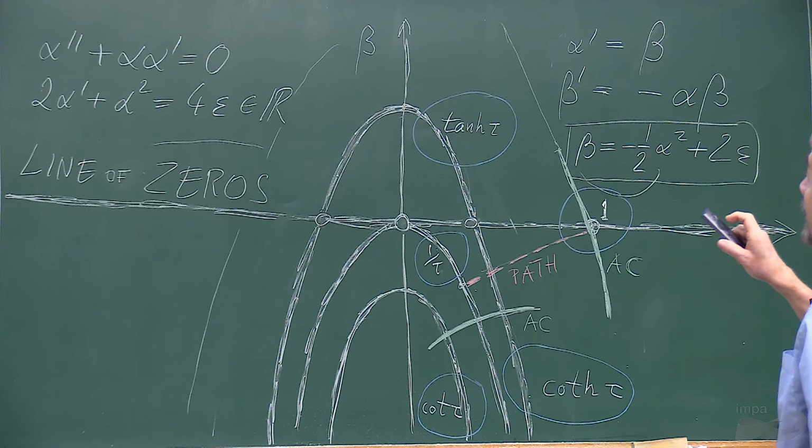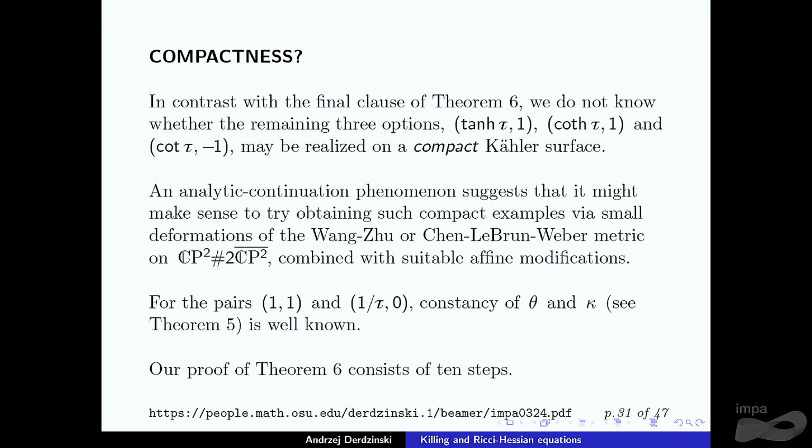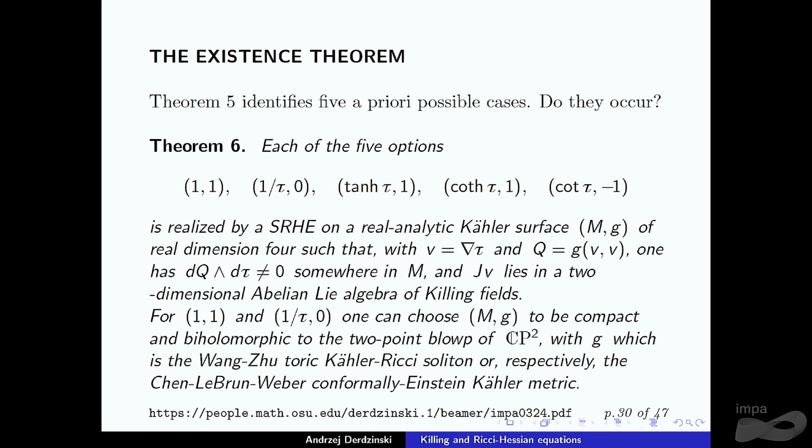So now there is this theorem 6 I announced here. The theorem says exactly that each of those options is realized by a special Ricci-Hessian equation on a real analytic Kähler surface of real dimension 4, such that with V denoting the gradient of tau and Q the norm squared of that, one has the non-transnormal situation, and in addition, there's an extra symmetry. You see, V is a holomorphic gradient, so JV is a Killing field. We want another Killing field, linearly independent from it. That is suggested by the compact examples.